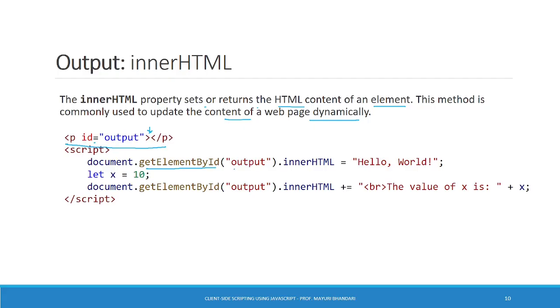To this method I will pass the ID of that particular element, that is output, and then we can use the innerHTML property to set the text. So .innerHTML equal to the message. As soon as you run this program, you will see this hello world message set to this paragraph. So in this way we can use the innerHTML property to display some output.